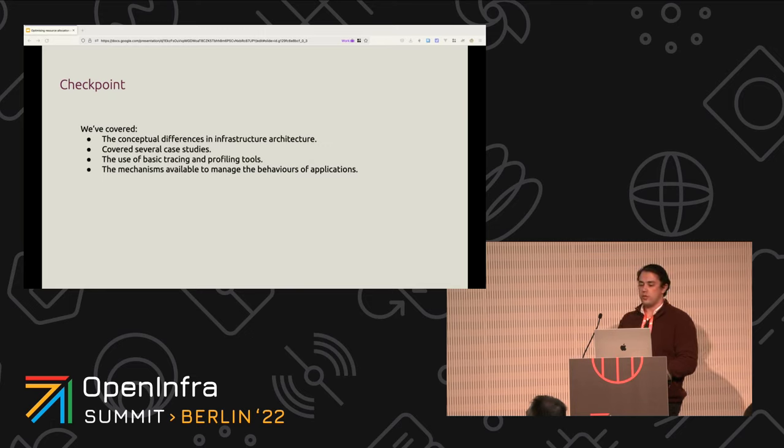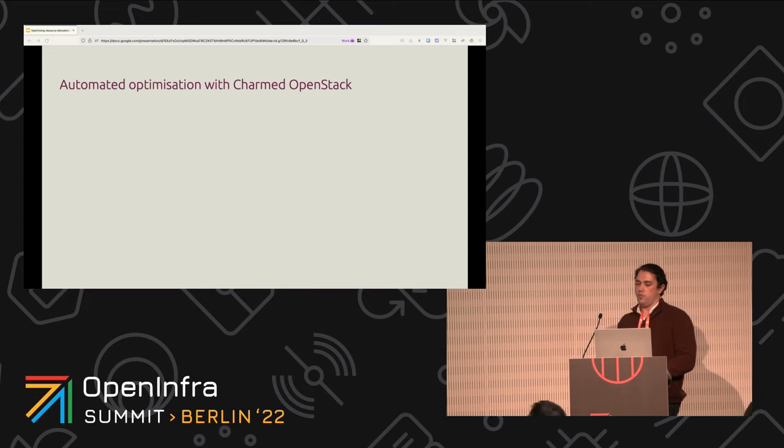So, we've covered the conceptual differences in infrastructure architecture and the key considerations for analyzing hyperconverged architecture. We've had a look at several workload case studies. We have covered the use of basic tracing and profiling tools to improve observability. And we've also covered the mechanisms available at various levels to manage the behaviors of applications within our hyperconverged architecture. As an operator, there can be a lot of work in conceiving an idea of a cloud and delivering a fully functional and efficient service. As demonstrated, and this is just the tip of the iceberg, there are many paths to traverse when locating, diagnosing and fixing issues. There are many configuration choices to manage, and they go through the entire range of the application stack. So great care needs to be taken to ensure these applications coalesce with each other and user workloads in an efficient manner.